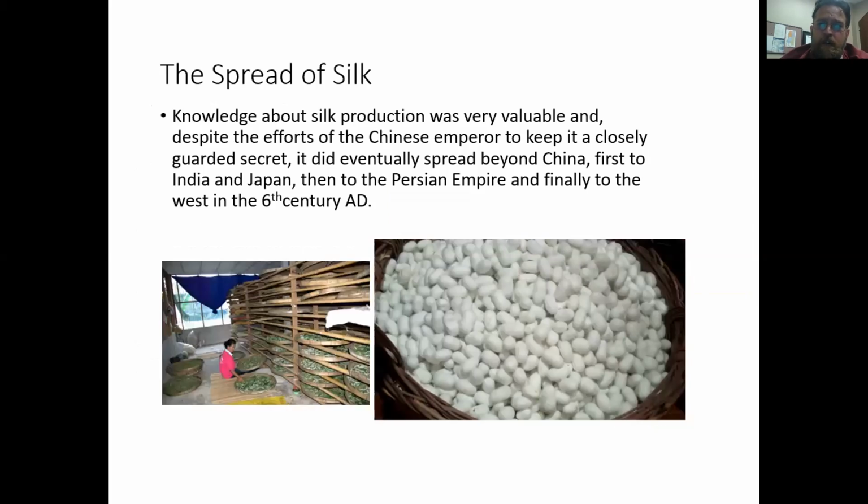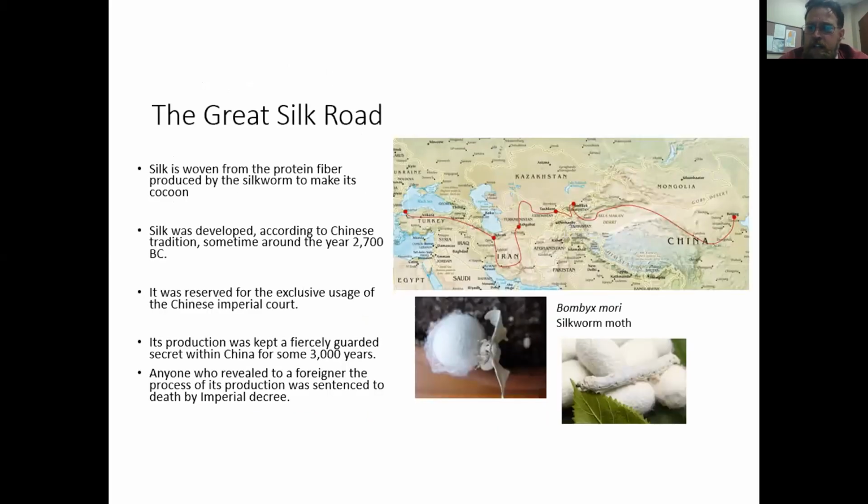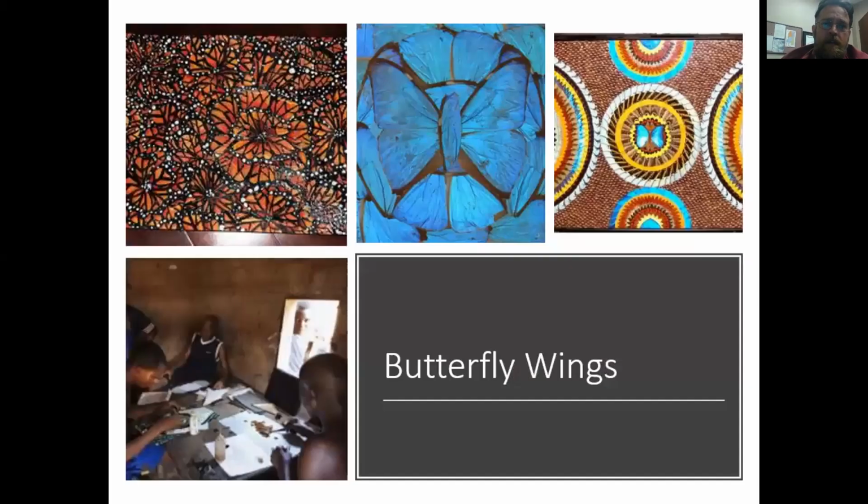But of course, that knowledge escaped and spread first to Japan and India, to the Persian Empire, and finally to Europe in the 6th century. One of the things that's really significant is that long trade route all the way from Europe to Beijing, China, all the way across the Middle East and Asia, connecting the Roman Empire to China. Of course, one of the things we really love about butterflies are their wings. All sorts of art has been done using the wings of the butterflies to make these really fascinating patterns, really attractive.